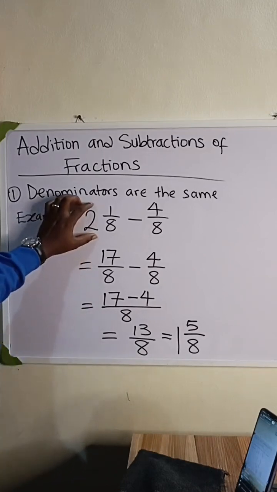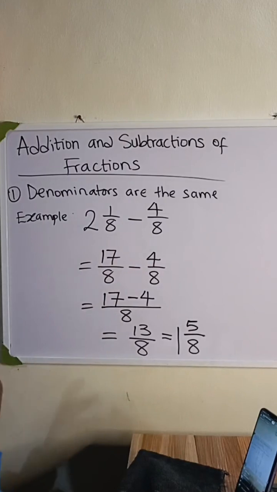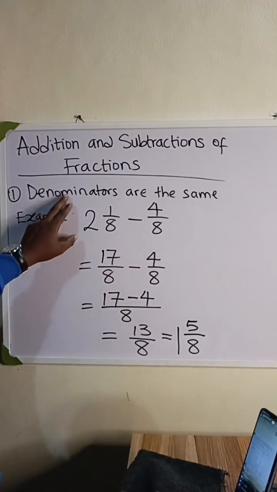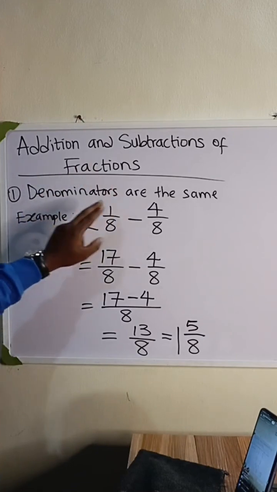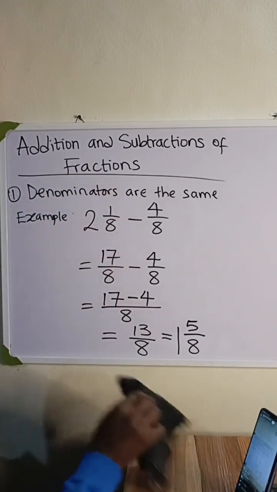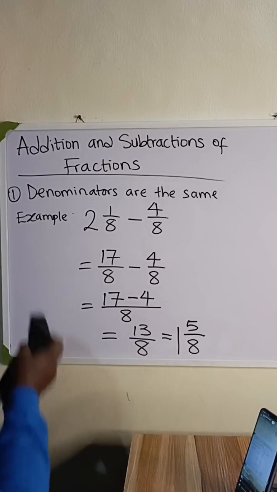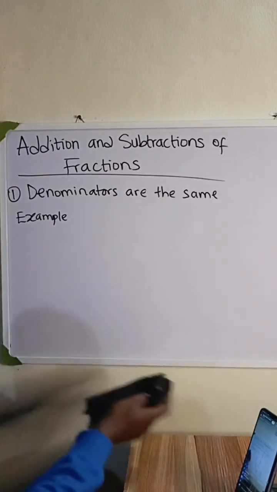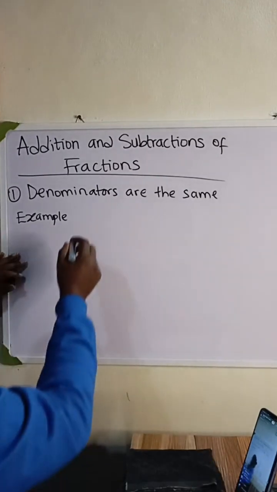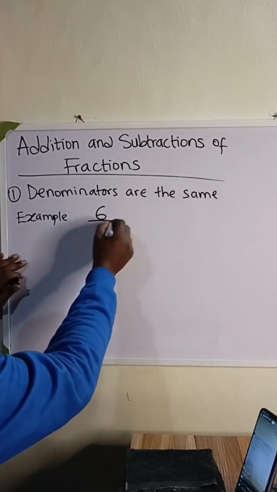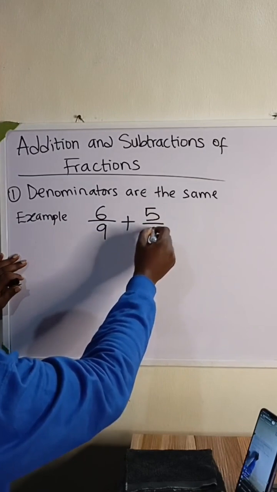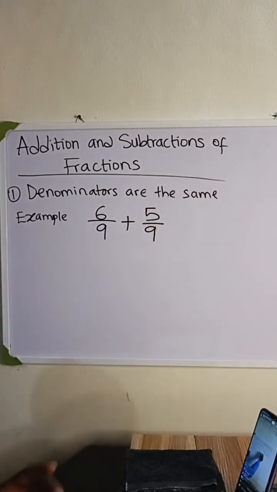So we have been able to subtract this from this. But in the two examples we've considered, the denominators have been the same. Remember, we're considering addition and subtraction of fractions when the denominators are the same. Let's continue. So if we have 6 over 9 plus 5 over 9.